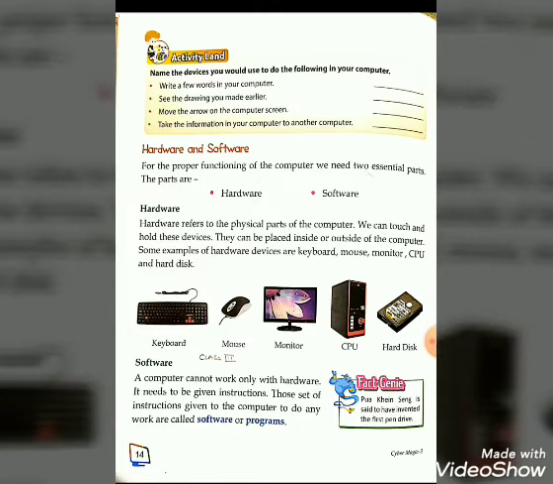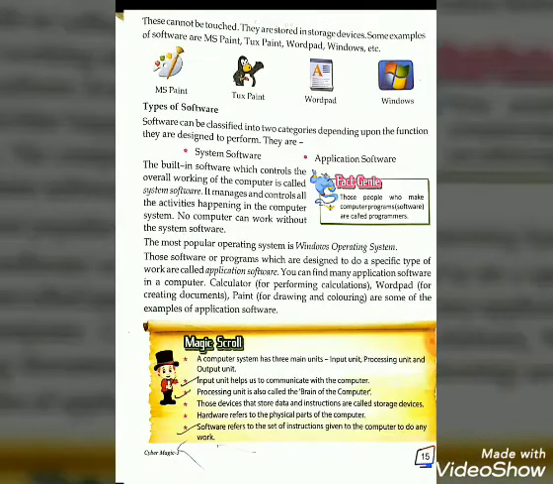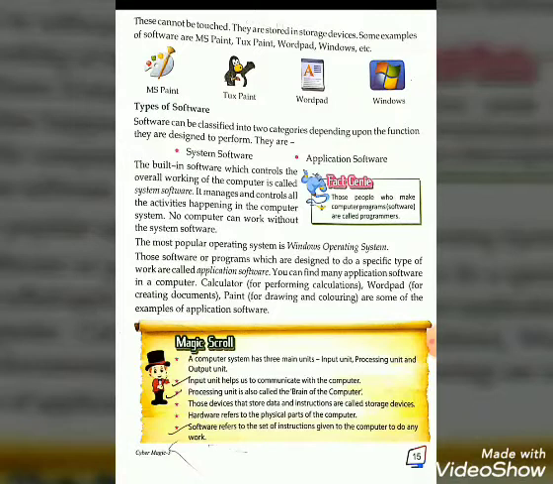My dear students, please pay attention. A computer cannot work with hardware alone. It needs to be given instructions, and those sets of instructions given to the computer to do any work are called software or program. Now come to the next page, page number 15.